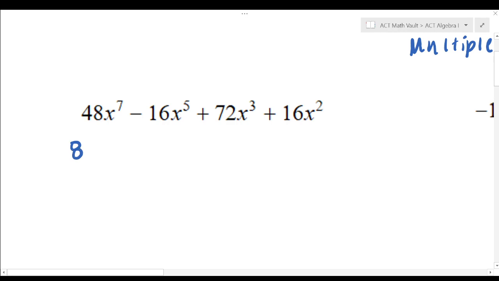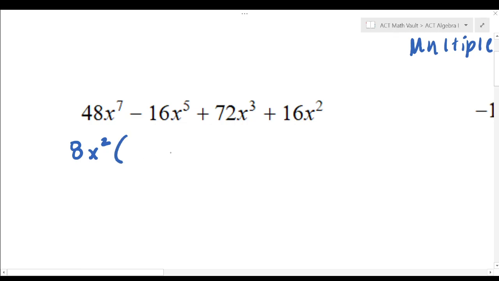But all 4 of these terms have x's, and if you imagine this x to the 7th as literally 7 x's, and then 5 x's and 3 x's and 2 x's, think about what is the biggest number of x's that can come out of all 4 of those terms. The greatest number of x's that is common among all 4 of those is 2 x's. We can only take 2 out of all 4 of those.